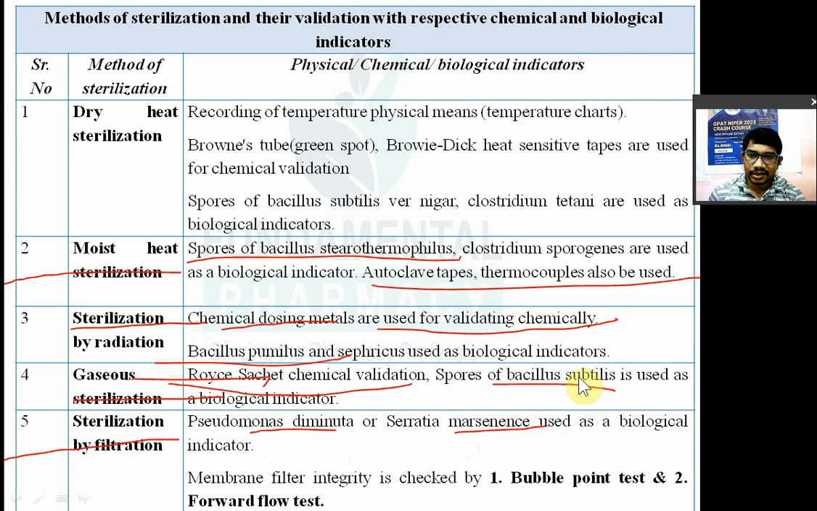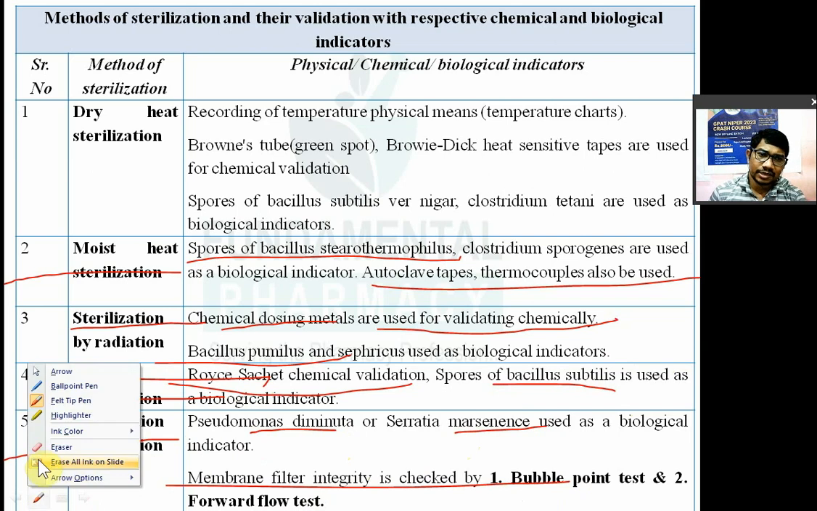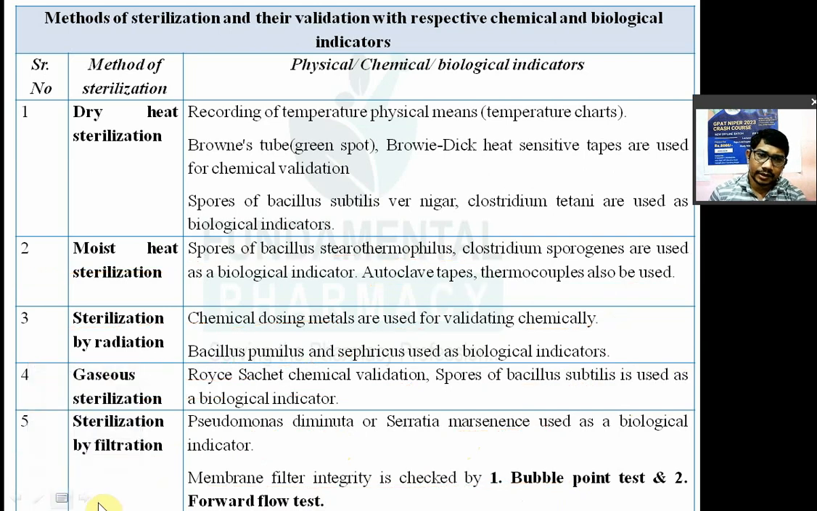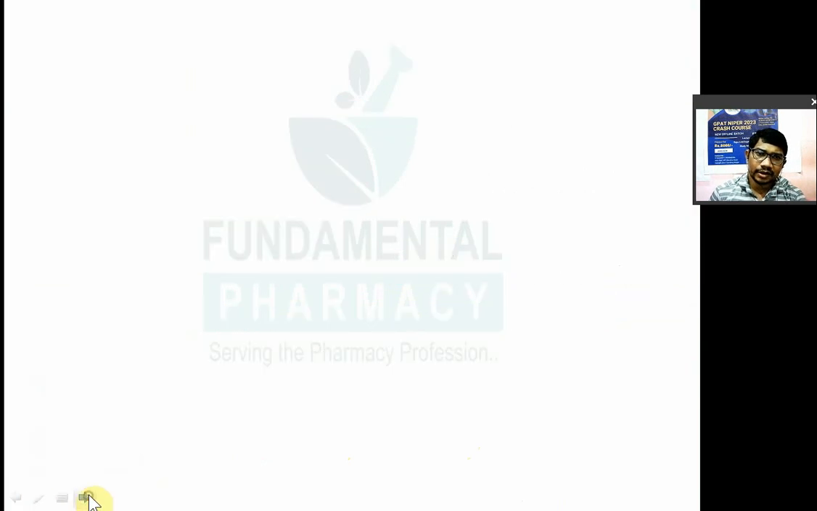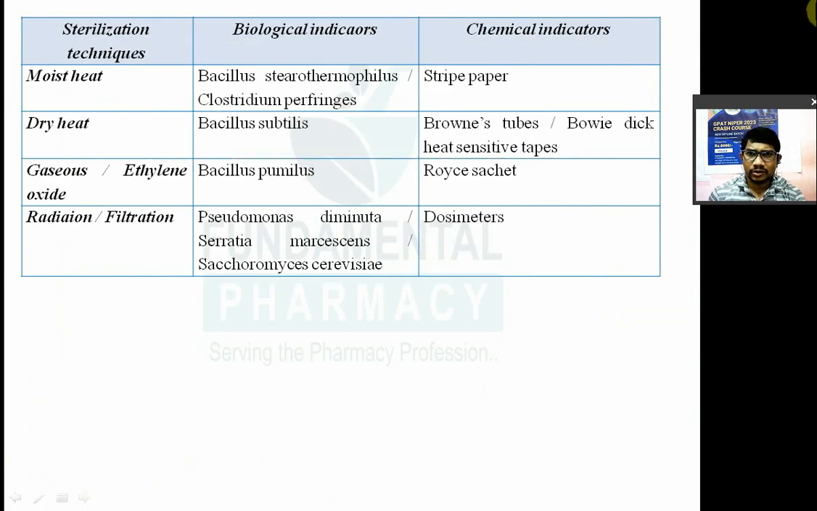Membrane filters indicator, membrane filter का physical indicator है। bubble point test होता है, दूसरा forward flow test. These are some methods of sterilization and their physical, chemical and biological indicators respectively. Very, very important part है, एक दो बार देखेंगे and then see over there. Sterilization technique, moist heat, इसके लिए biological indicator कौन सा है, biological indicator is nothing but Bacillus stearothermophilus or Clostridium perfringens. They are the spores of these bacteria, biological indicator.